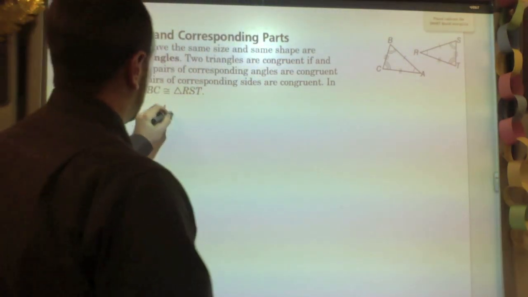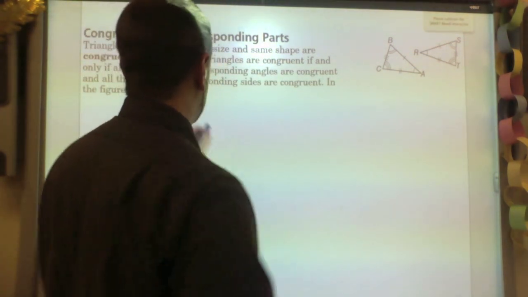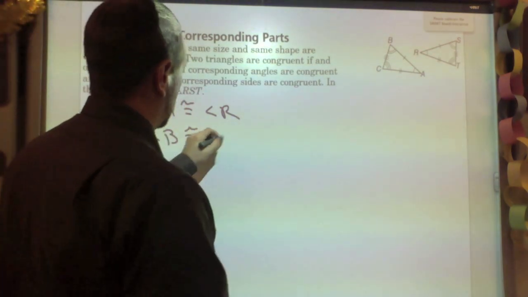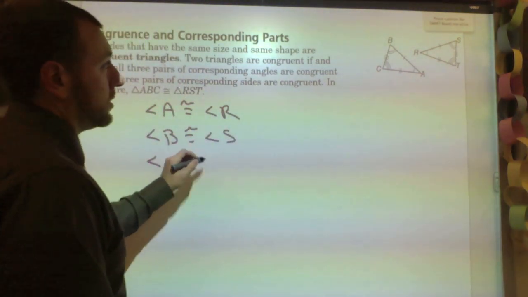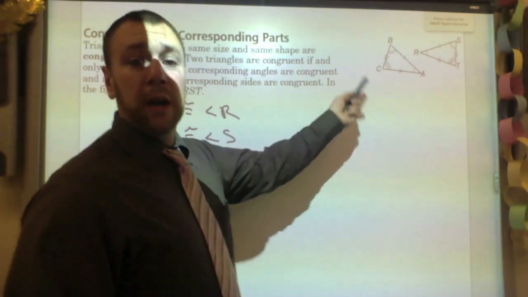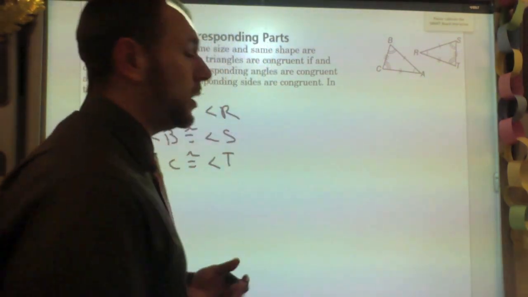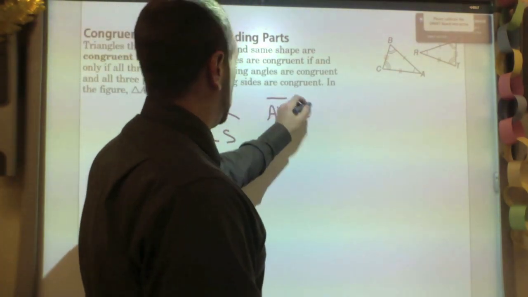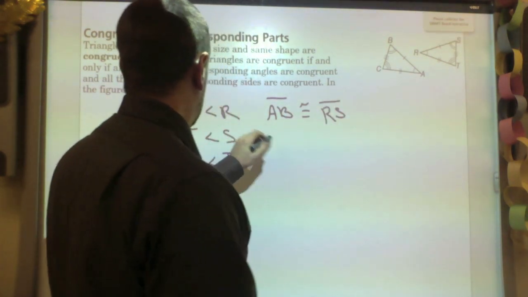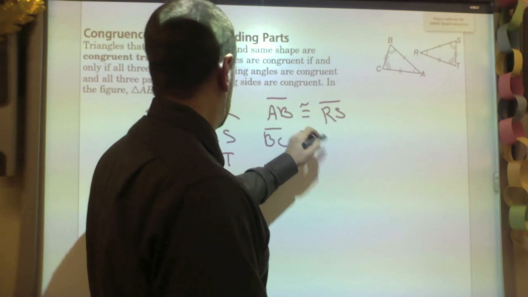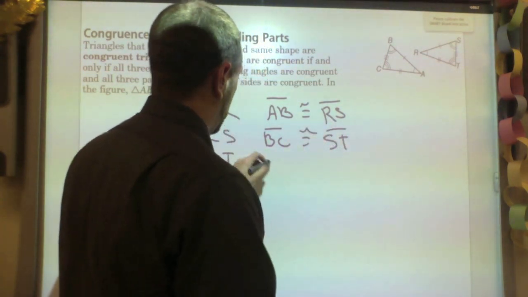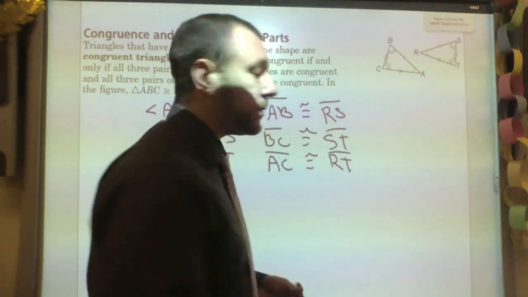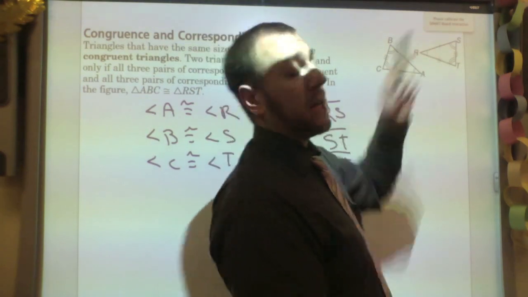So angle A is congruent to angle R. Angle B is congruent to angle S. Angle C is congruent to angle T. And you can tell that by the different marks. We can also list out the congruent sides. So AB is congruent to RS. BC is congruent to ST, and AC is congruent to RT. Those are the sides that have the same tick marks.